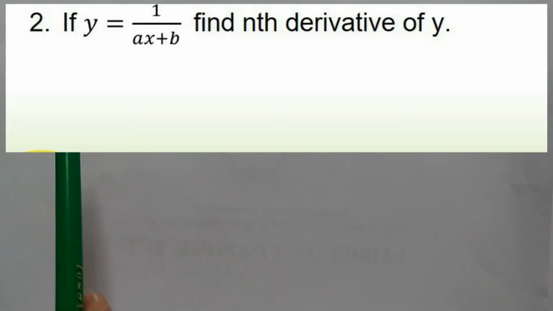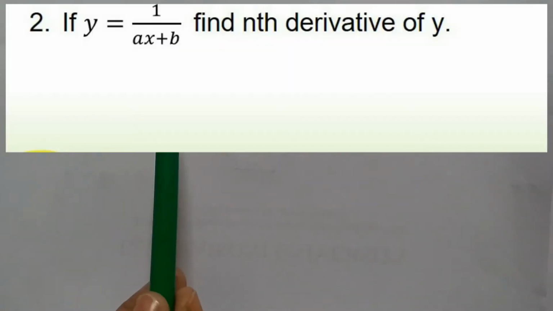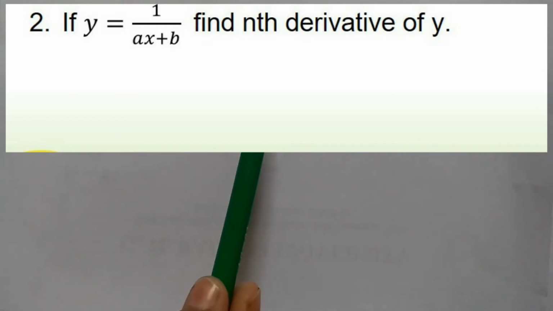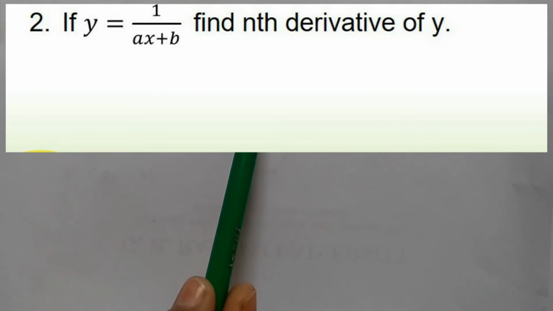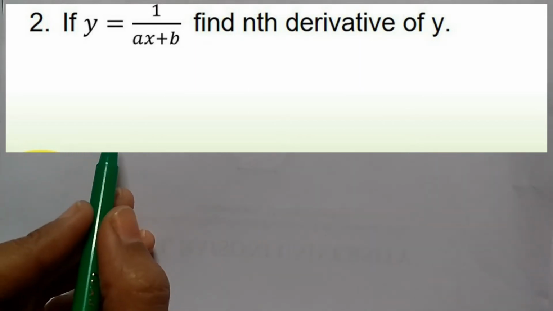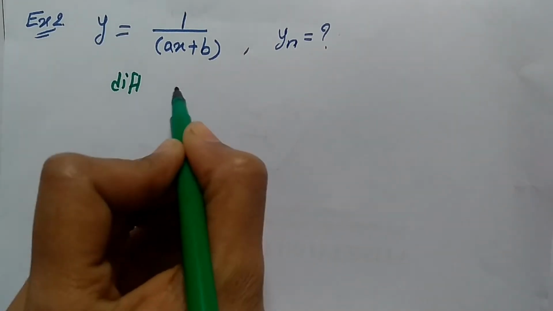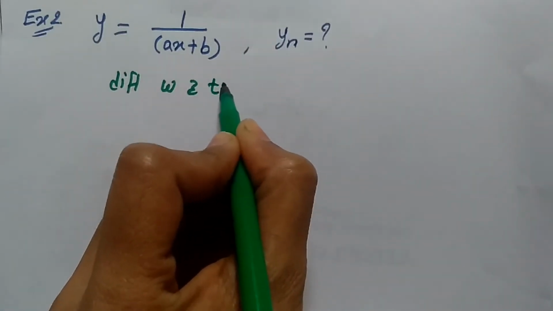Another example is y equals 1 upon ax plus b, and find y suffix n. That means we have to again find the nth derivative for this term. The process will be the same. First of all, we have to find the first derivative of the function, that is, differentiate this term with respect to x.